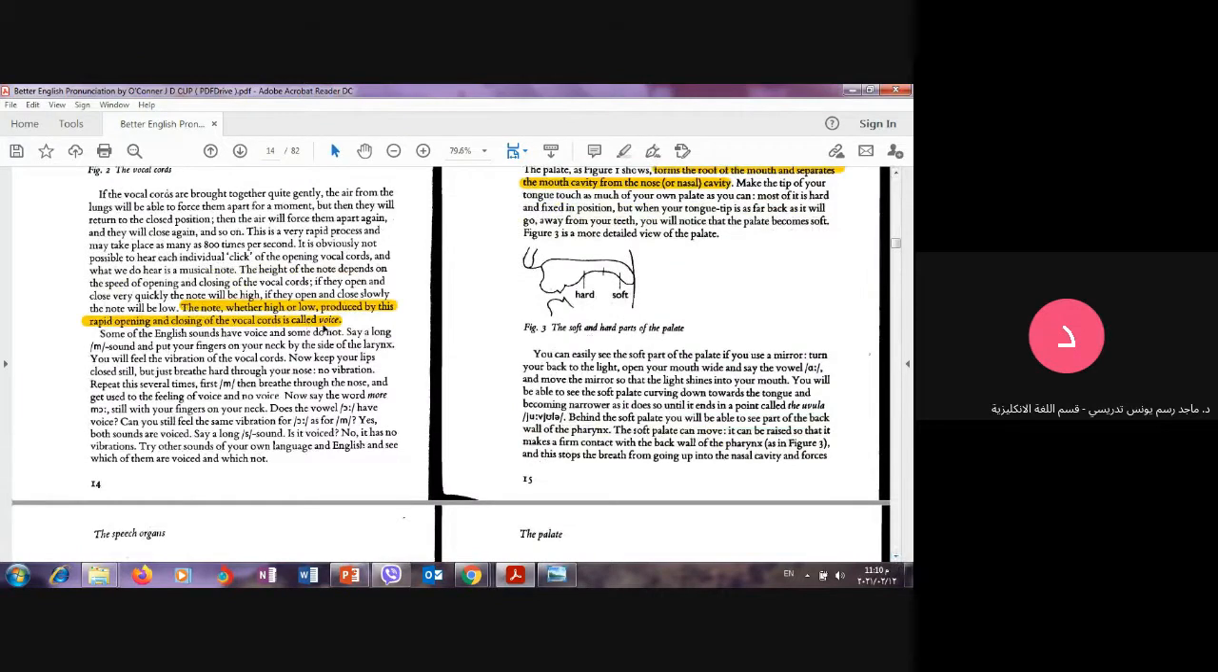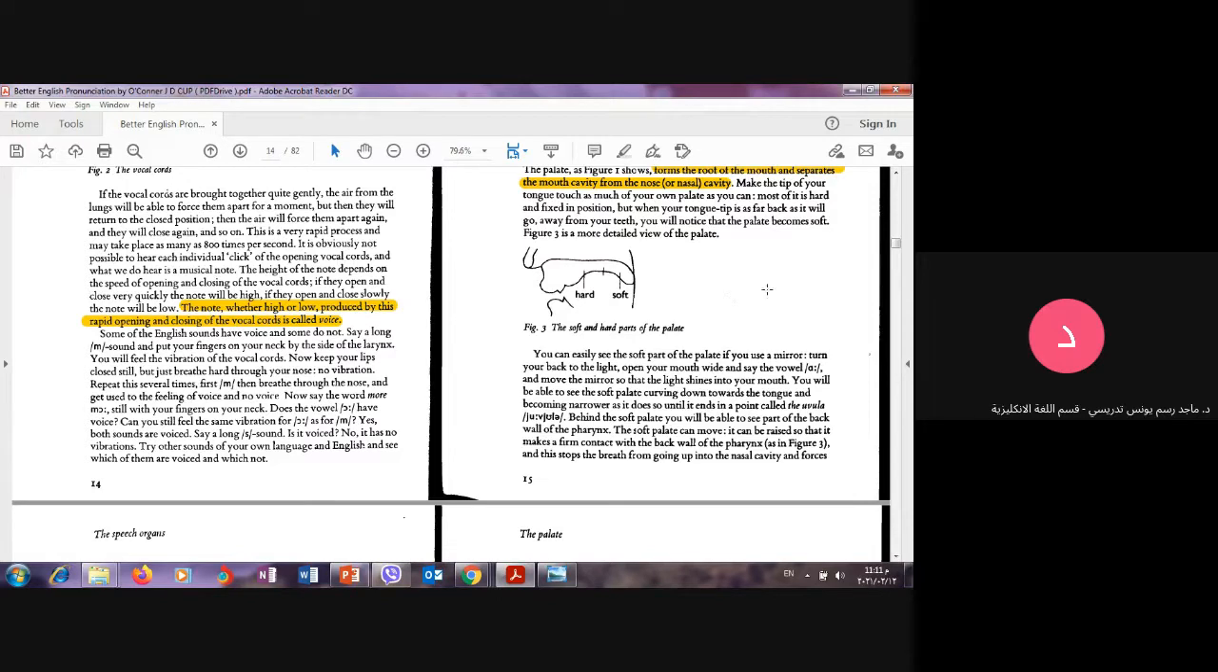The second type of sounds produced by the vocal cords is what is called voiced sounds. Voiced sounds are used whenever there is a vibration of the vocal cords. So if the vocal cords vibrate, we call the sound voiced. What happens here is that the vocal cords close and open rapidly. This rapid opening and closing of the vocal cords results in sounds which are called voiced sounds.